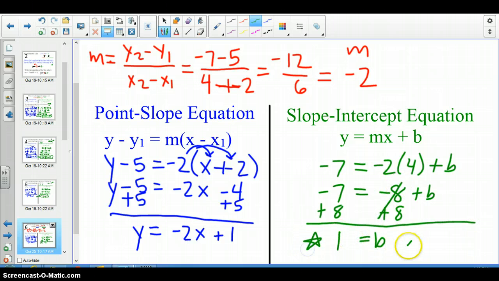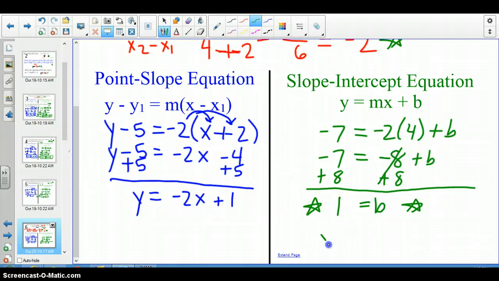Star that. Star your slope, because you're going to use those 2 numbers to write your new equation. Y equals, my slope was -2, x plus 1. Exact same answer, exact same equation. In the first one, I used x1 and y1 for my point. In the second one, I used x2 and y2.